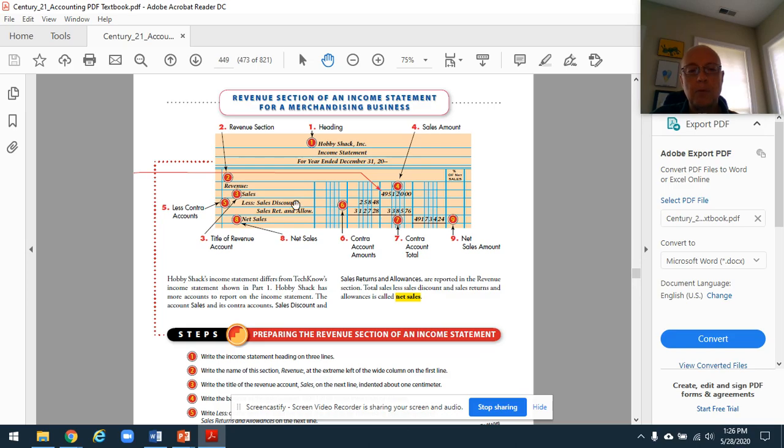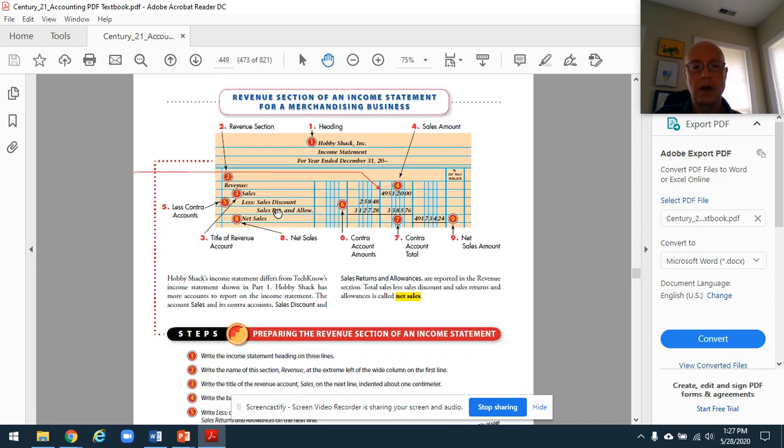Okay, but remember we had sales discounts. We were cleaning out our inventory, moving the stuff out, offering discounts to people who bought in bulk or for paying early. That's what this is. And then our customers return stuff to us, so we've got to value that in. So these are contra accounts to our sales accounts. And what we do here is the sum of all sales. We want to know what our maximum sales were for the year.